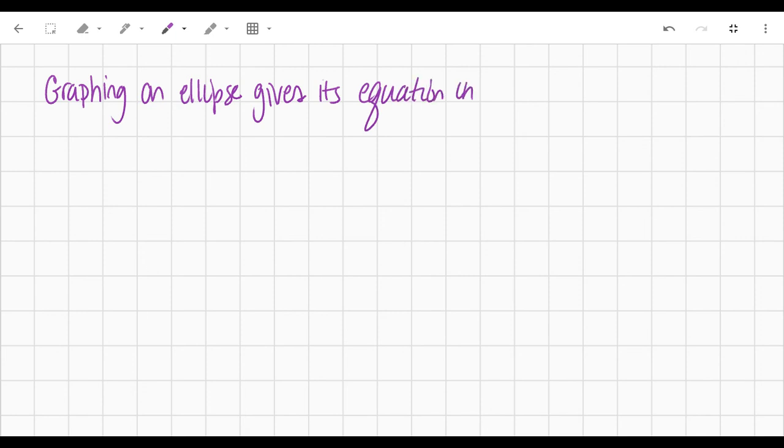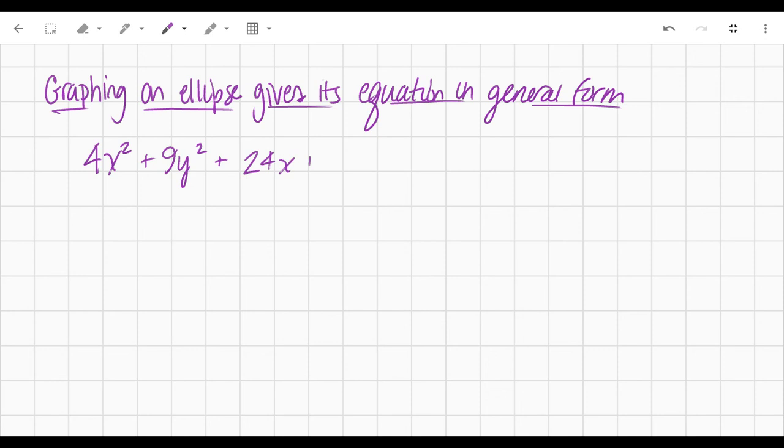Okay, our next one is graphing an ellipse given its equation in general form. So you might remember we did this with circles earlier in the year. You had to complete the square twice. Okay, so we have 4x squared plus 9y squared plus 24x plus 72y plus 144 equals 0.